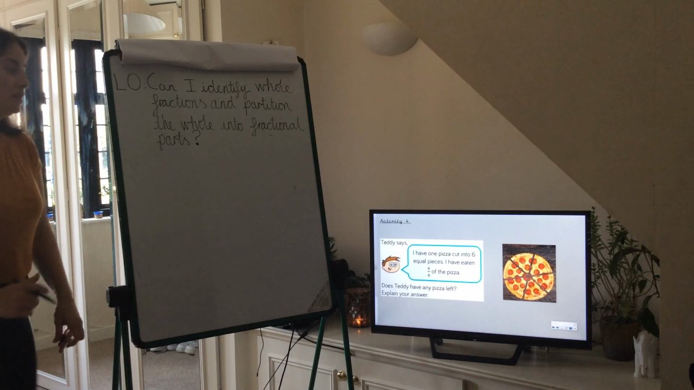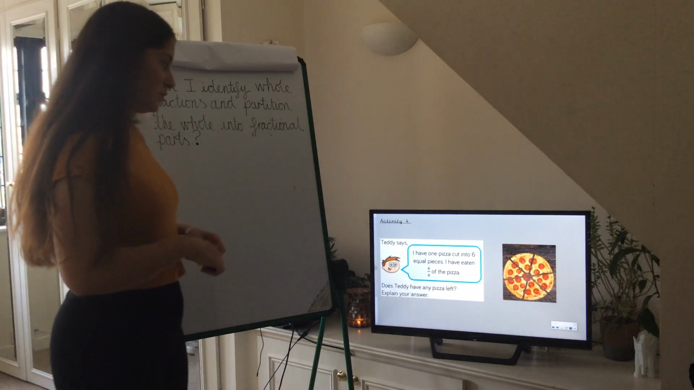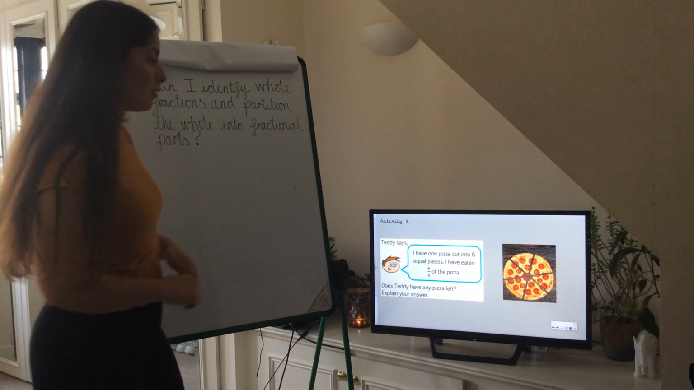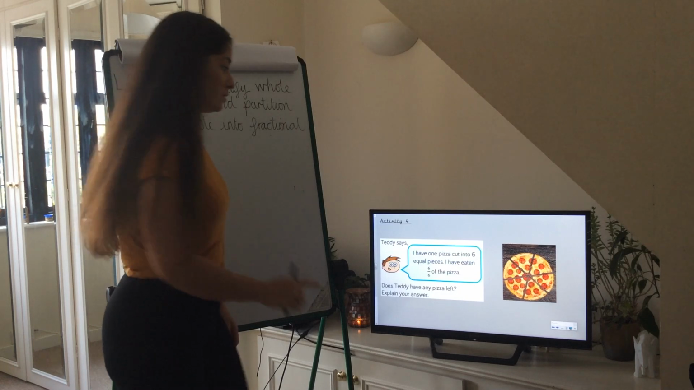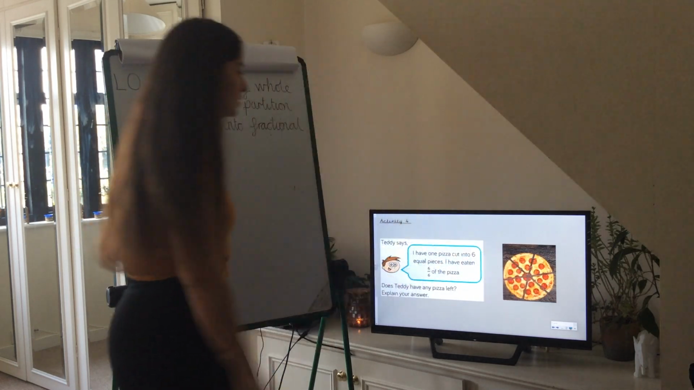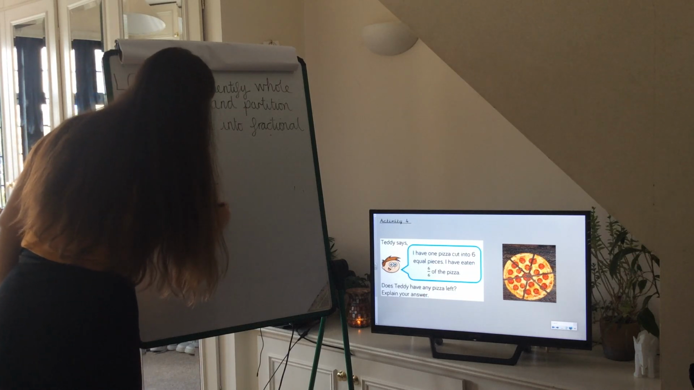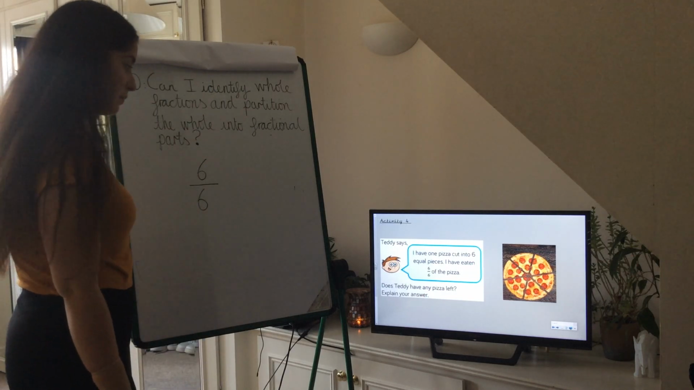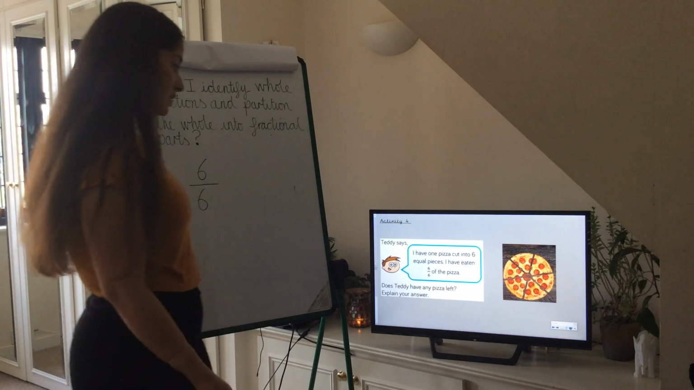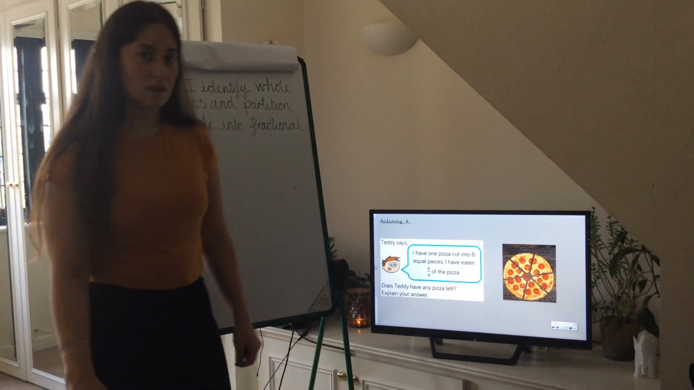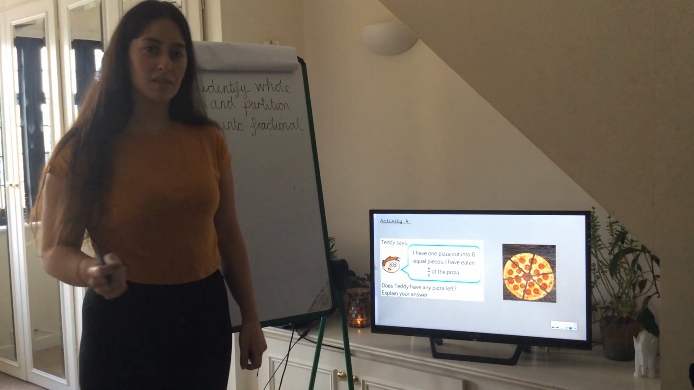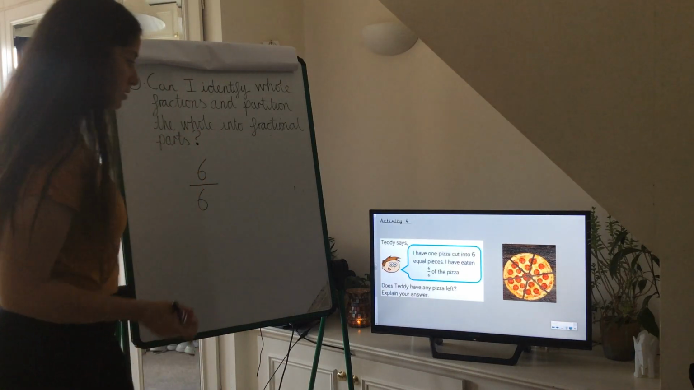Okay, here's a problem-solving question for you. Teddy says, I have 1 pizza cut into 6 equal pieces. I have eaten 6/6 of the pizza. Does Teddy have any pizza left? Explain your answer. Make sure you explain your answer on your piece of paper as well for when you upload your work onto Tapestry.